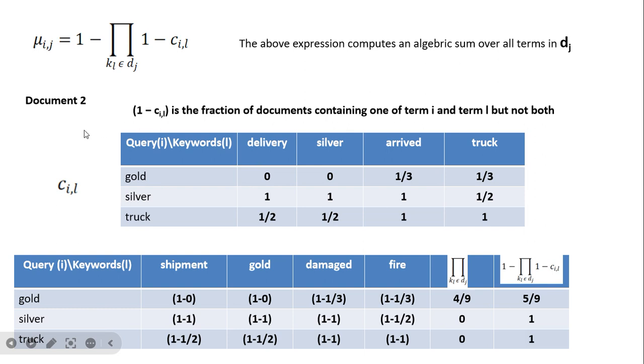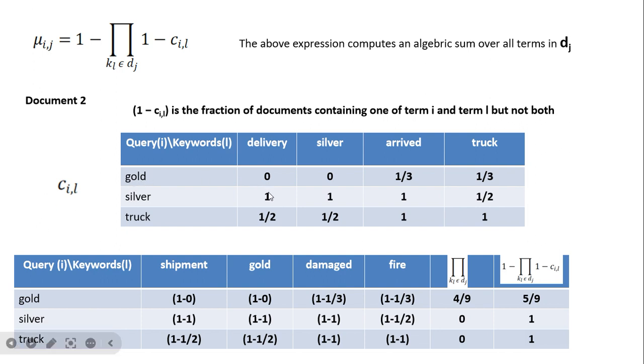Now similarly we will check with document 2. So for document 2 the keywords are delivery, silver, arrived, truck, and these are nothing but the query keywords. Now we require to do this operation. First projection, 1 minus 0, 1 minus 0, 1 minus 1 by 3, 1 minus 1 by 3, and their multiplication is 4 by 9, and 1 minus 4 by 9 is 5 by 9. So in this way we are finding the membership value with respect to the query and the document keywords.